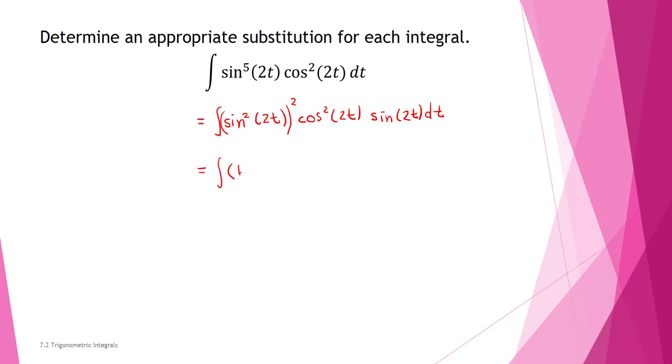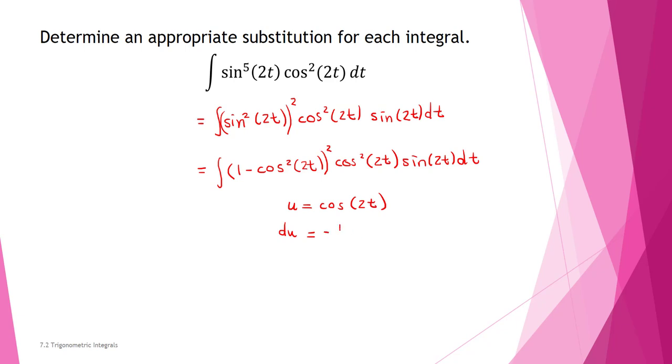So this is the integral of 1 minus cosine squared of 2t squared times cosine squared of 2t times sine of 2t dt. And then I'm going to let u be cosine of 2t, so du is negative 2 sine of 2t dt. So the sine of 2t dt here is going to be negative 1/2 du.